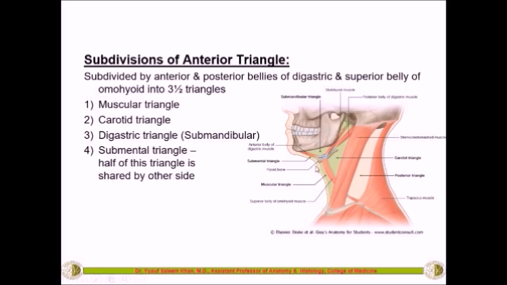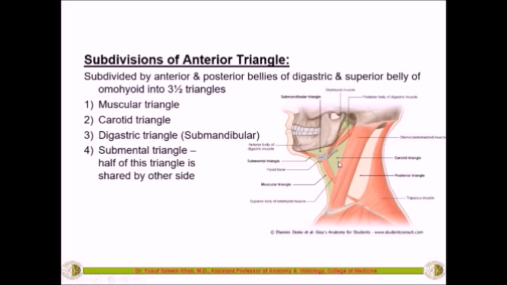There are 4 triangles. To be more specific, it is 3.5 triangles which are there within this anterior triangle. Which are those triangles? We'll discuss one by one. The first triangle is called the muscular triangle. There is a triangle here, this is called the muscular triangle. The second triangle here is called the carotid triangle.